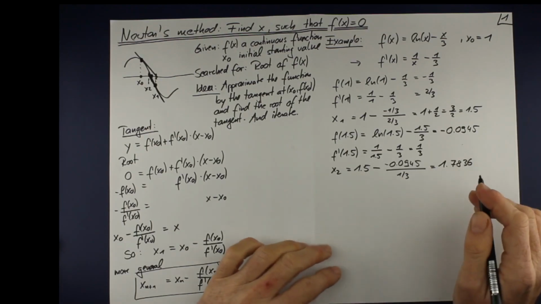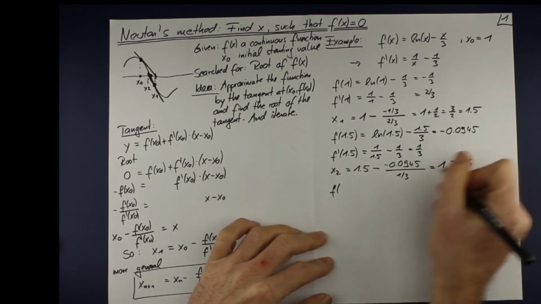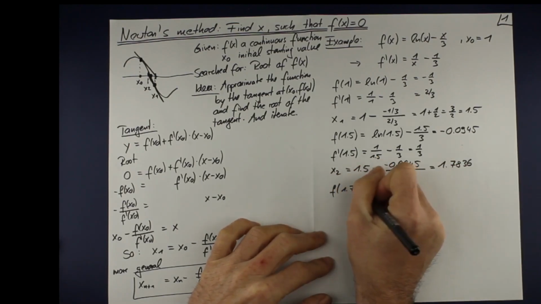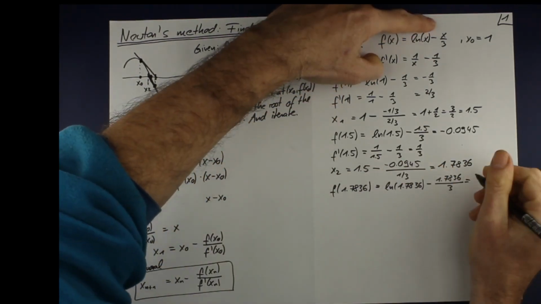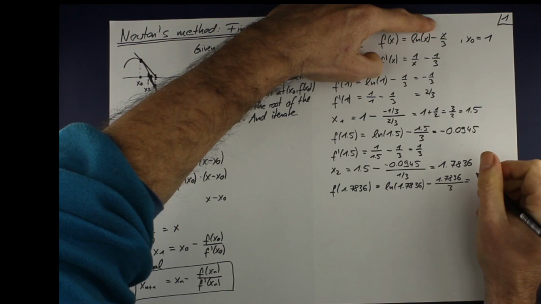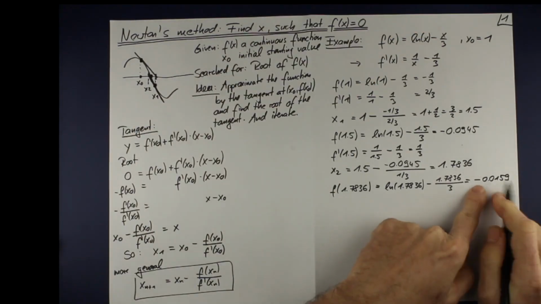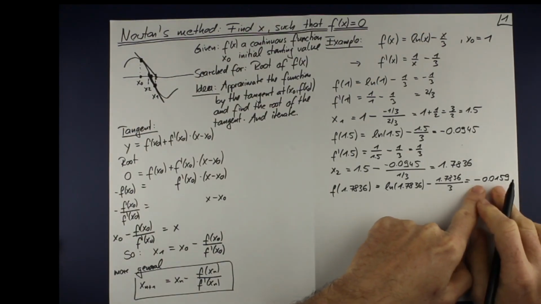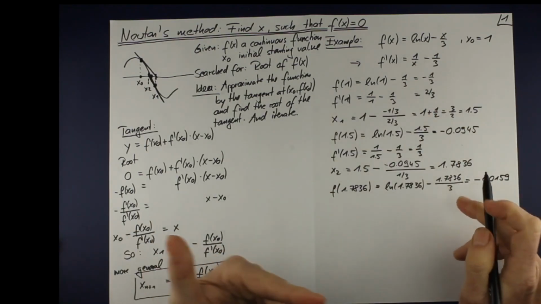Okay, then what do we have to do? Now f of 1.7836, and if you ask your electronic calculator, it will tell you minus 0.0159. This is an interesting piece of information by itself, as we are looking for the root.